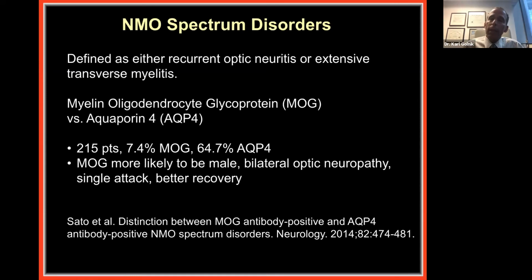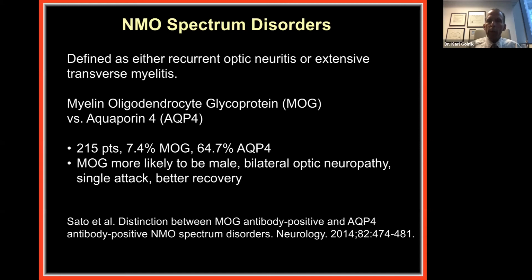But the MOG, myelin oligodendrocyte glycoprotein, is a different antibody. And in this study, published now more than 5 years ago, they had looked at 215 patients and found that the majority of them with recurrent optic neuritis had NMO, a small percent had MOG. The patients with MOG were more likely to be men, more likely to have bilateral optic neuropathy, and single attacks with better recovery.